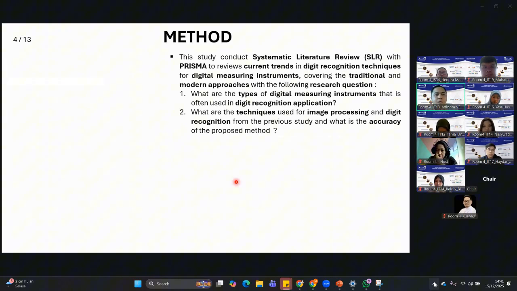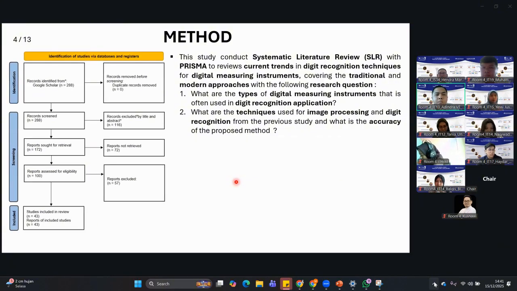This paper conducts a systematic literature review with the PRISMA framework to review current trends and digit recognition techniques for digital measuring instruments, covering traditional and modern approaches, with the following research questions. What are the types of digital measuring instruments that are often used for digit recognition applications? What are the techniques used for image processing and digit recognition? And what is the accuracy of the proposed methods?